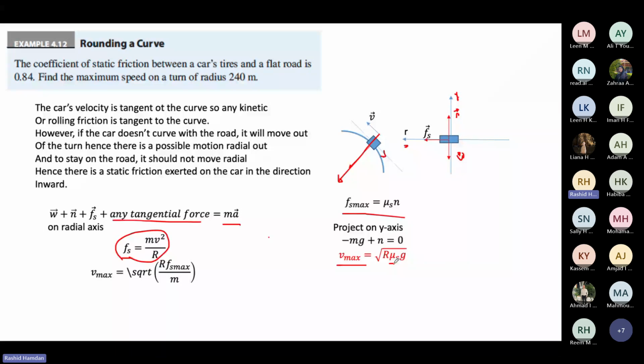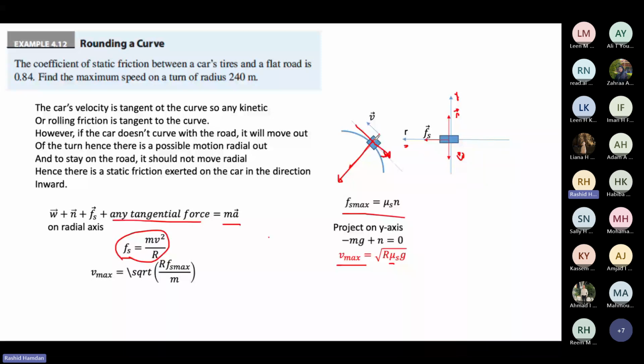But if the curve is sharp and the friction is small, I cannot actually speed, otherwise I'm out of the road. So the trick in this question is to understand that rolling or kinetic friction are parallel to the motion. So if I'm moving in this direction, friction, kinetic, and rolling are in this direction.